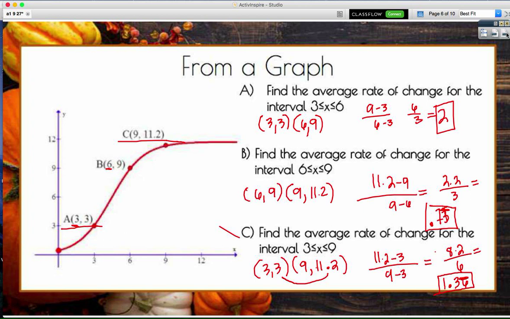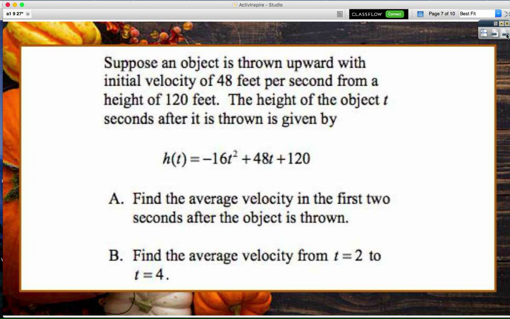Okay. All right, so we should be wrapping up on the back. It says, suppose an object is thrown upward from an initial velocity of 48 feet per second from a height of 120 feet. The height of the object t seconds after it is thrown is given by that quadratic function. Part A, they want us to find the average velocity in the first 2 seconds after the object is thrown. Okay, so yes, Sutherland.